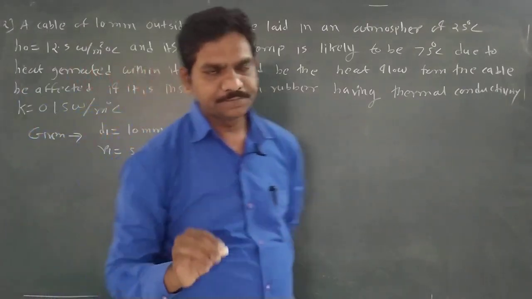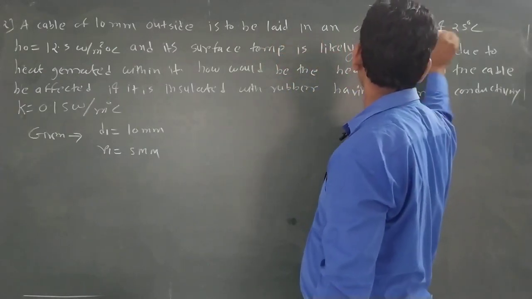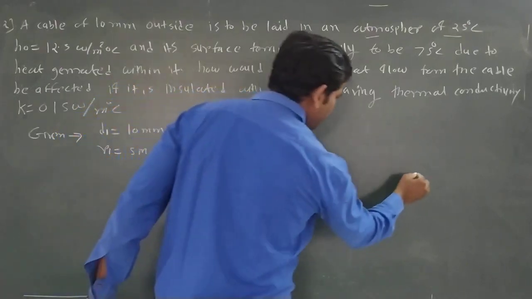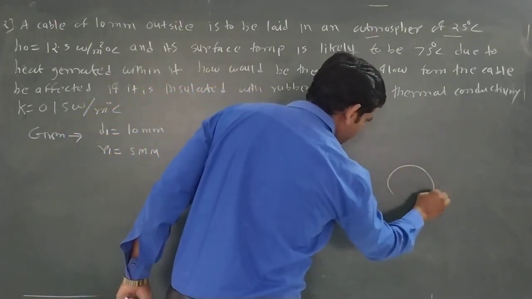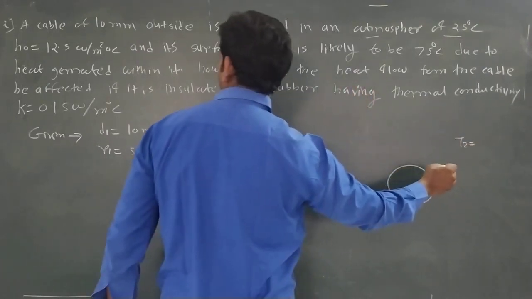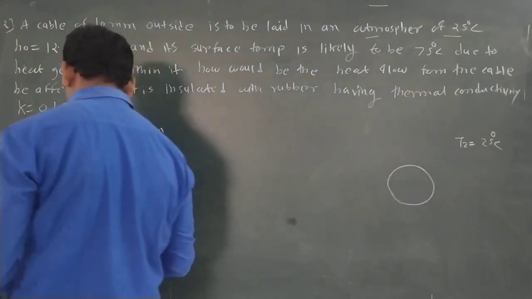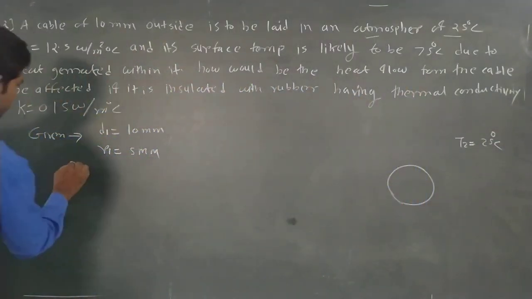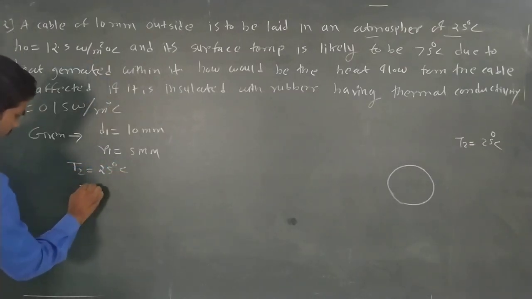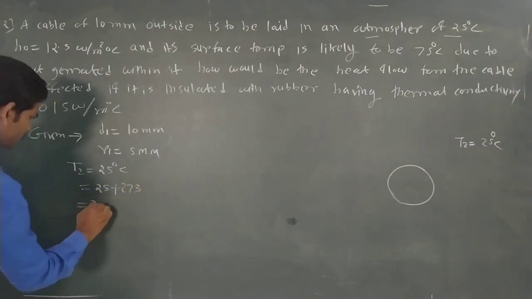Yes or no? Yes. Then it is to be laid in an atmosphere of 25 degrees Celsius. So we have one cable, and this cable is placed in an atmosphere. So this temperature T2 is mentioned here. How much is it? 25 degrees Celsius. Okay, so write down the value of T2, 25 degrees Celsius. Convert into Kelvin, 25 plus 273.